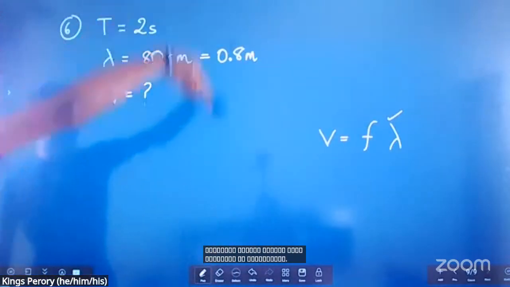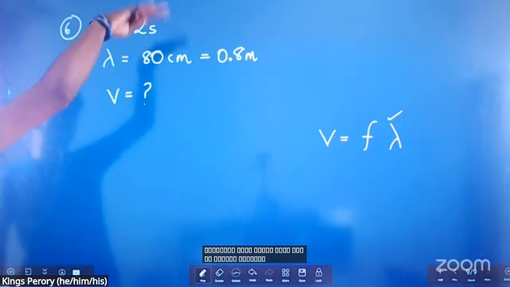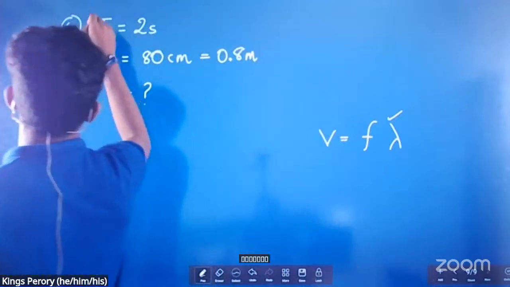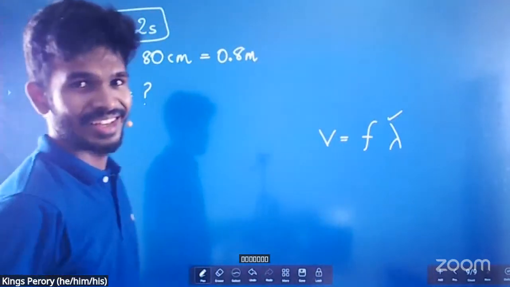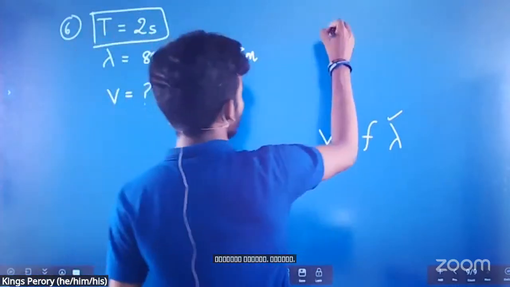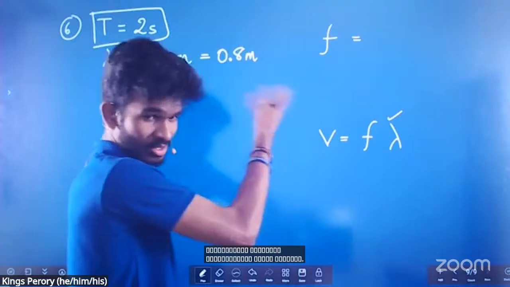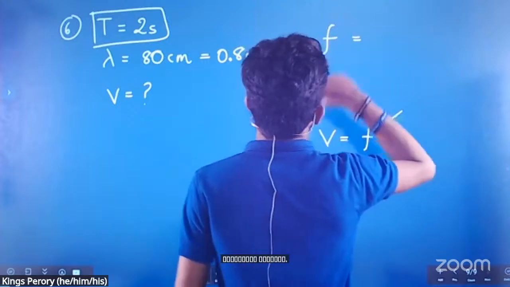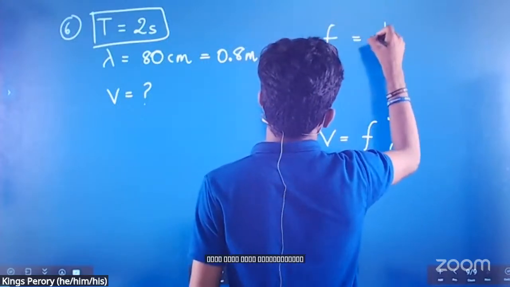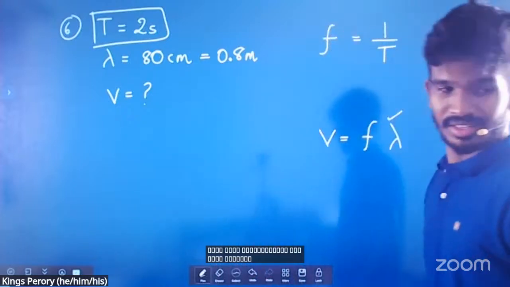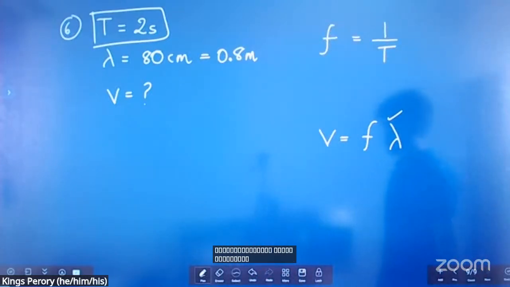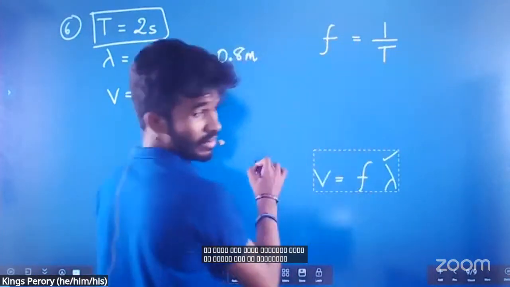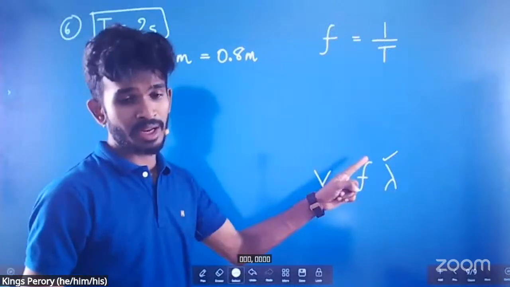Now again look at the data. Do we have anything that can be used to find the frequency? Period. Period is given. Tell me, what's the relationship between frequency and period? Today also we discussed. Frequency is equal to 1 over T, the reciprocal of period. When you apply that equation, you can find the frequency. If you know the frequency, you apply it here, you can find the speed.